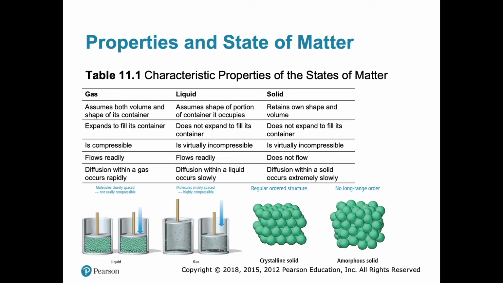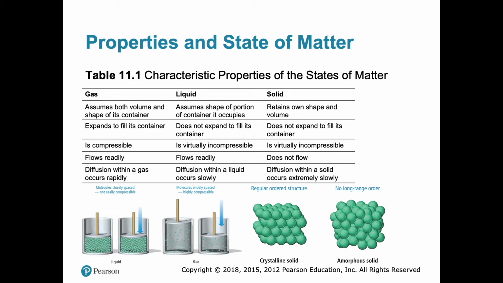Liquids, on the other hand, assume the shape of a portion of the container they occupy, right? Because it sits at the bottom like this. But they're virtually incompressible. And the reason why is because these molecules right here are already too close to each other. Okay? They're already too close to each other, so you can't really compress them. They flow, and diffusion within the liquid occurs slowly, right? That's why when you're cooking, you've got to mix things. It just doesn't mix together, okay?